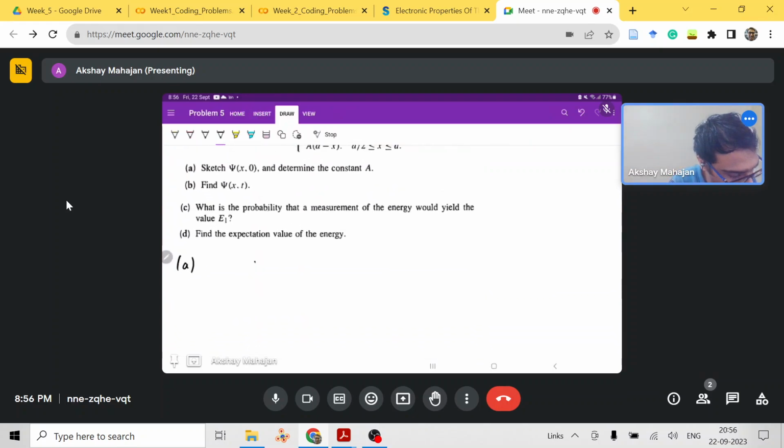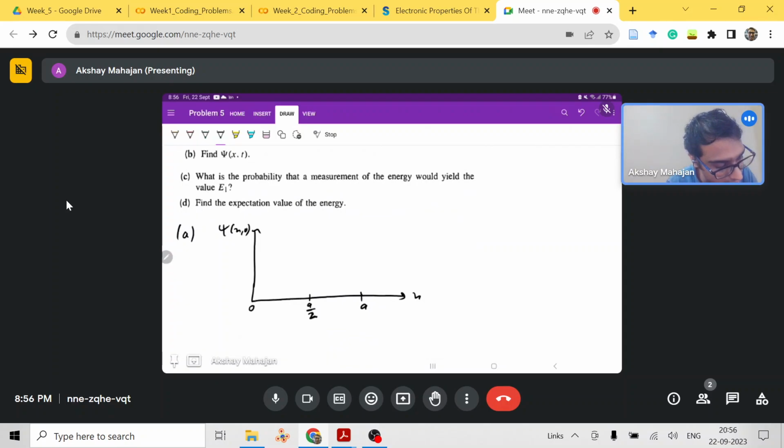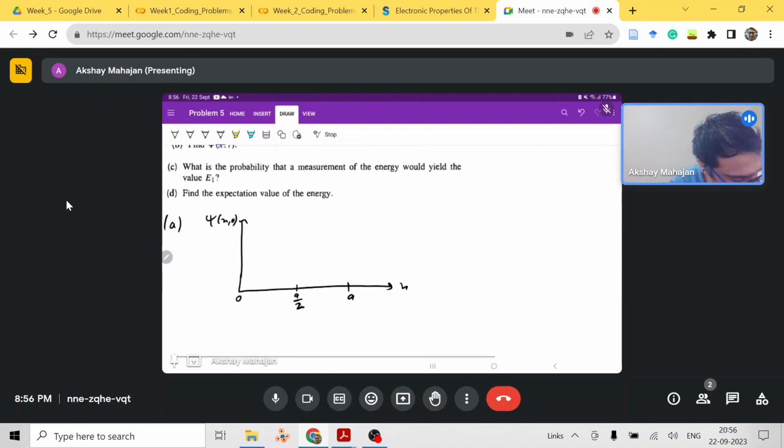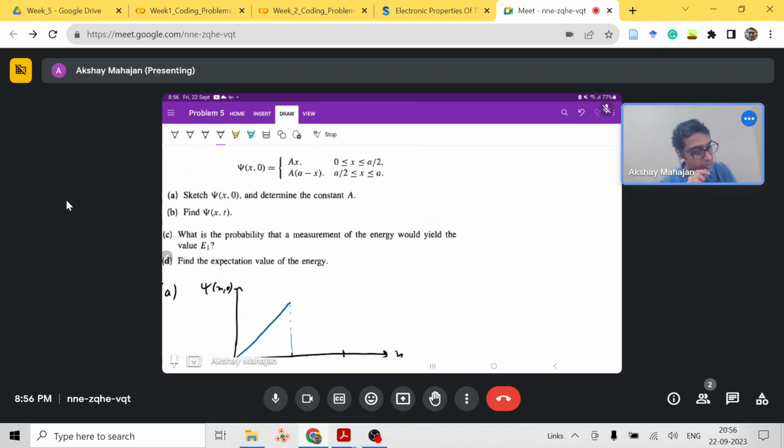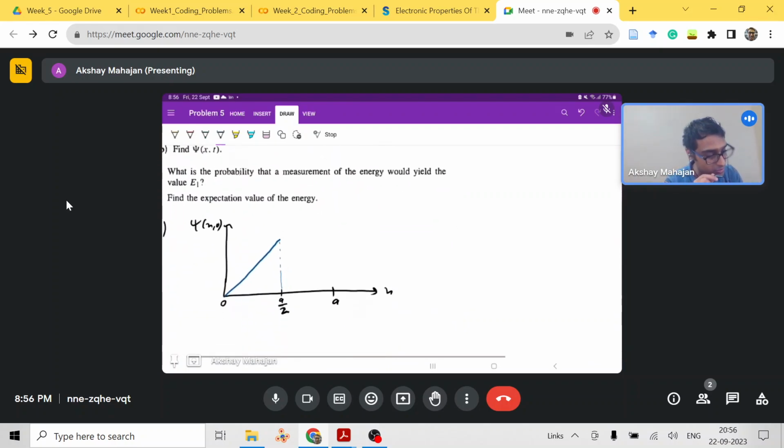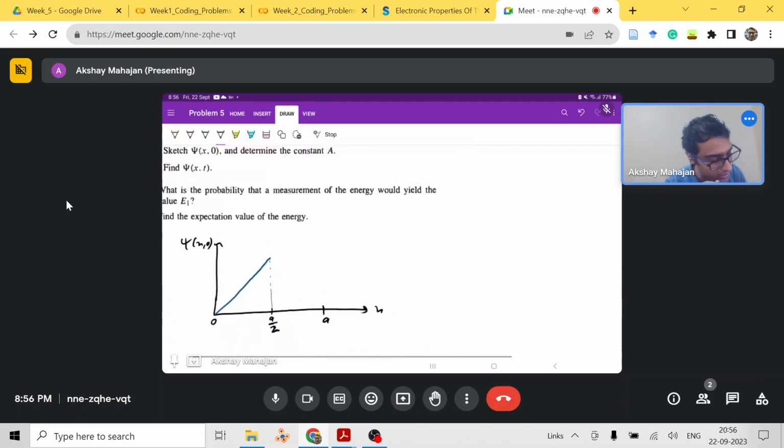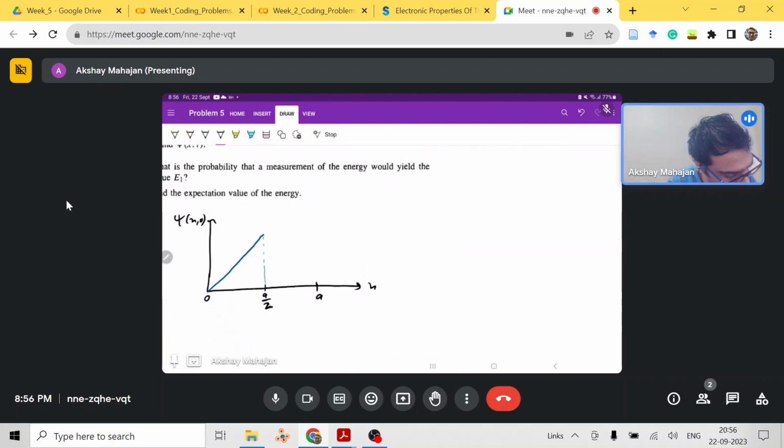So my psi x comma 0 is a function of x, and here I have 0, this a by 2, and then a, because this is the partition given for the boundaries of the wave function. My wave function is a times x, so it is a linearly increasing function up to a by 2. After a by 2 its definition changes and it becomes a times a minus x, so it has the same slope with a minus sign, and at x equals a it is equal to 0. So my wave function will look like this.